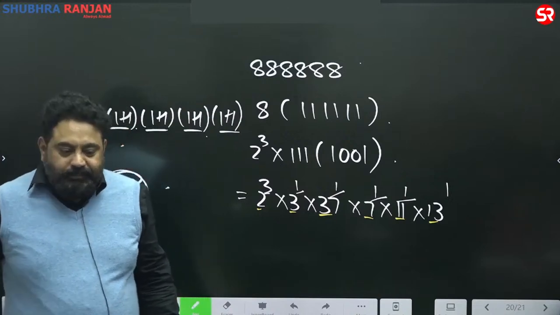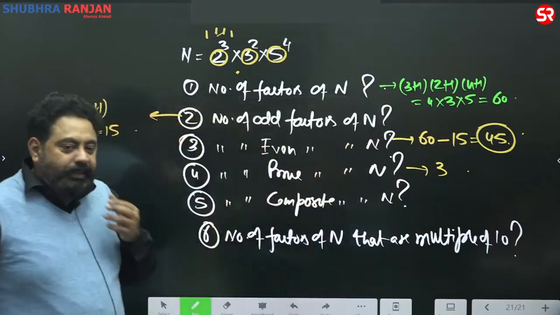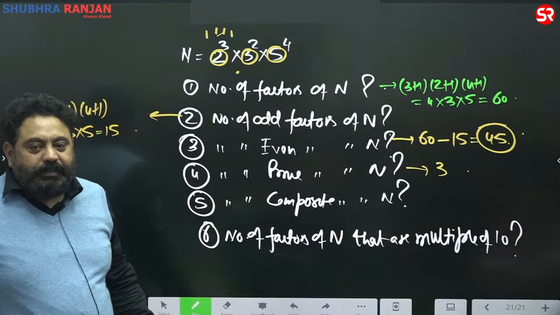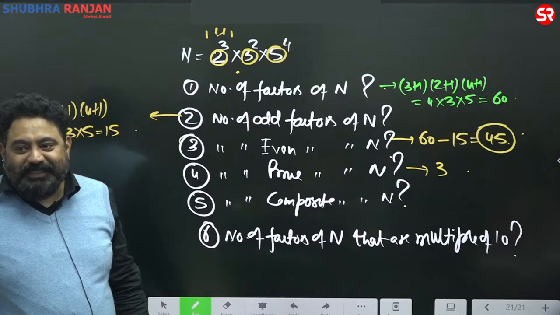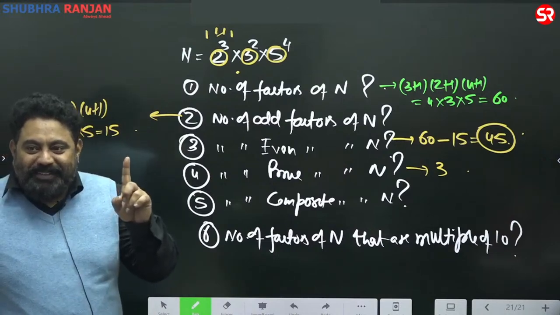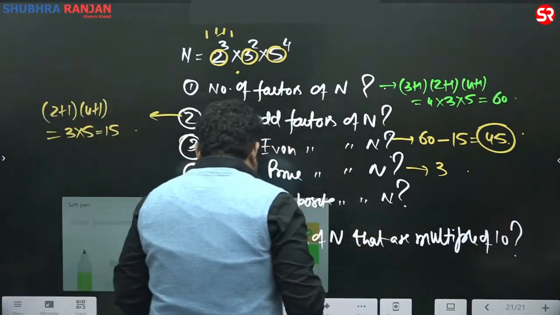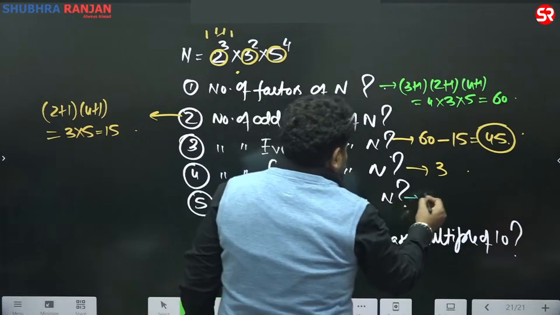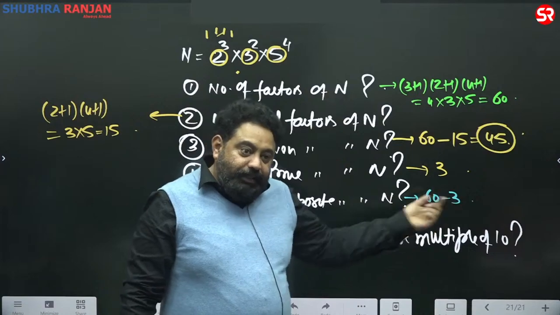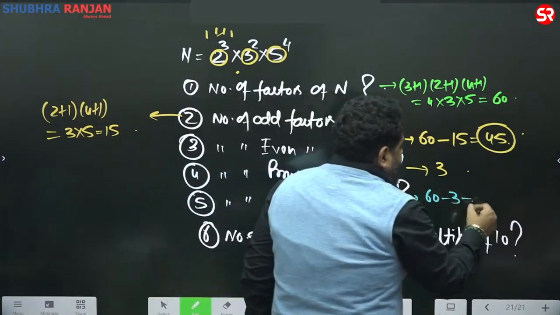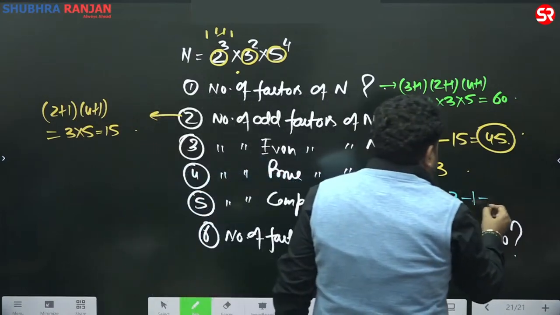Clear? So how many prime factors are there for n? 3. How many composite? 56, not 57. One is neither prime nor composite. One is a factor of every number. So you say, sir, total factors are 60, and 3 of them are prime. But there is one more factor, 1, which is neither prime nor composite. That has to be minus, so 56.